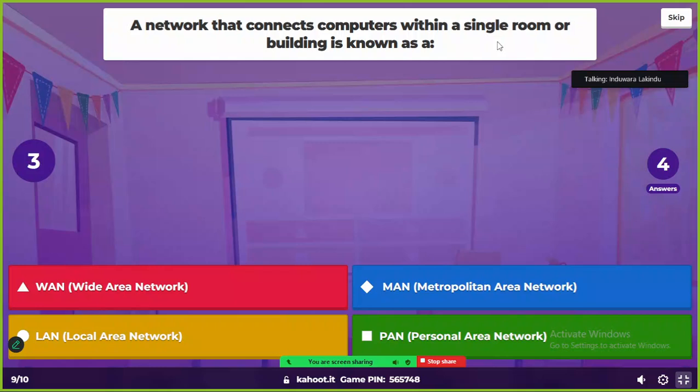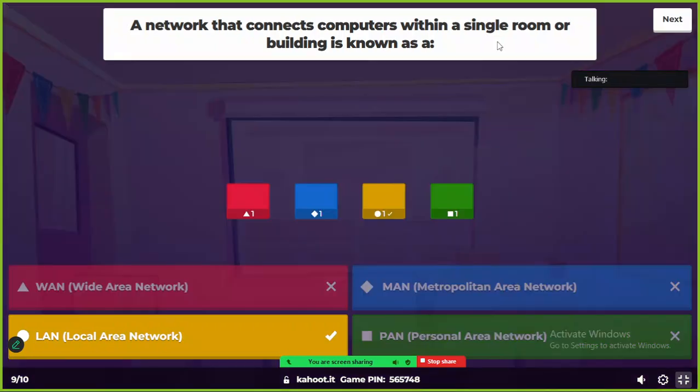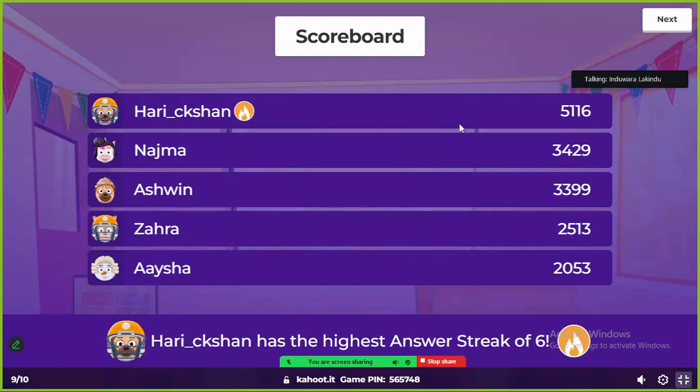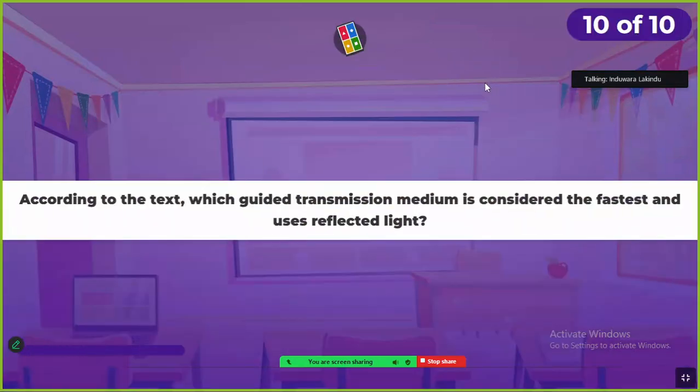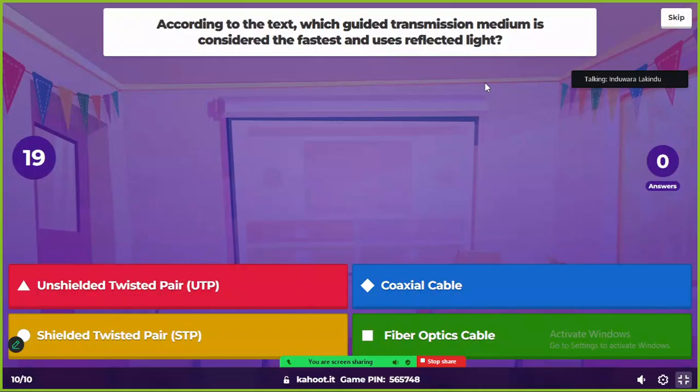I got four answers. Okay. Each and every box got one answer each. Okay. That means I should teach this lesson. So let's see who got the correct. Harikshan got the correct answer. Correct. Okay. Last question. According to the text, which guided transmission medium is considered the fastest? What is the fastest? Hope you know this.